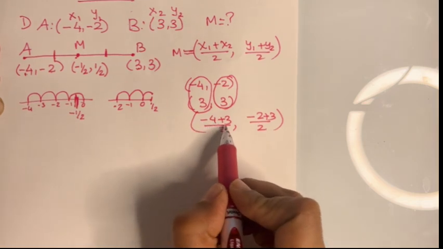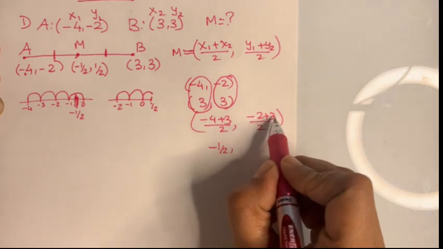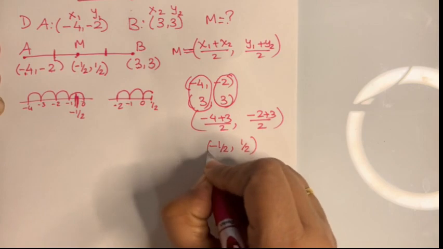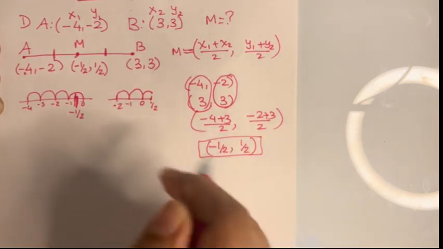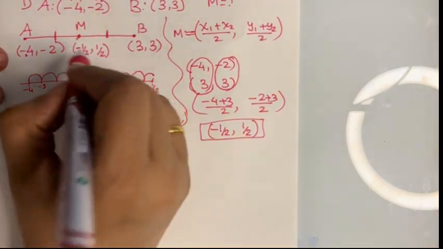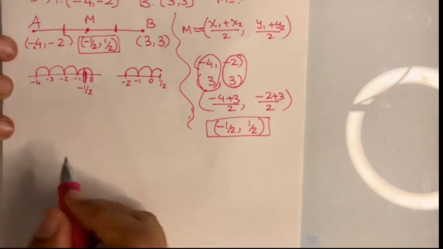-4 plus 3 is -1, divided by 2 is -1/2. -2 plus 3 is 1. 1 divided by 2 is +1/2. So this is my midpoint. Both ways are correct. Both ways give us the same midpoint.